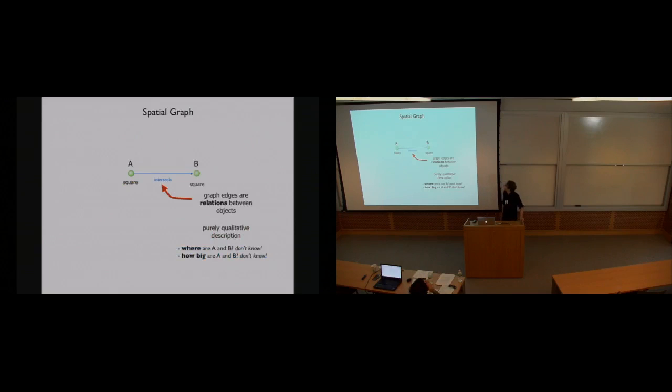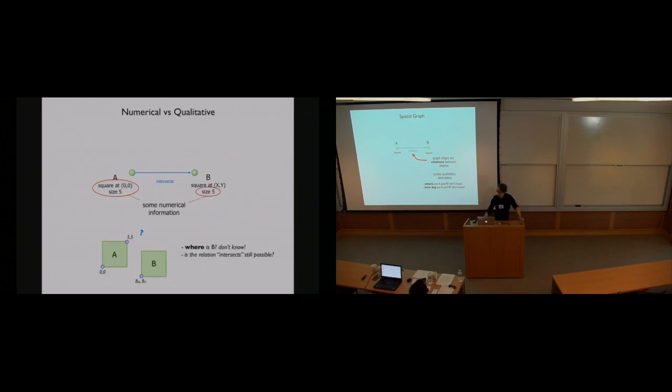Okay, so the edges between nodes represent relations between objects. Here we're saying that a square A intersects with a square B. It's important to note that this is a purely qualitative description of a scenario, right? So where are A and B? We can't say for sure numerically. And how big are A and B? We don't know. All we know is that there's two squares and they're intersecting each other, or at least that's what this graph is describing.